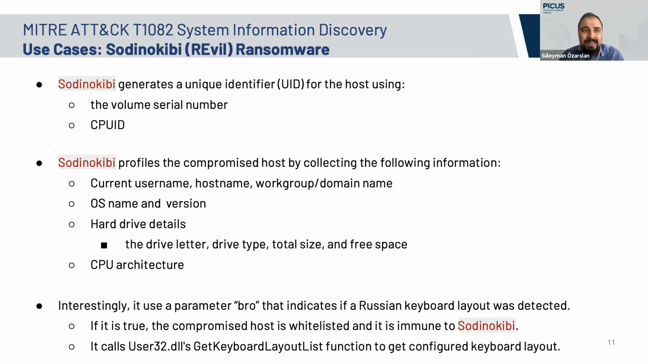But interestingly, Sodinokovi uses a parameter, bro, that indicates if a Russian keyboard layout was detected. If it is true, the compromised host is whitelisted and it is immune to Sodinokovi. Sodinokovi does not encrypt if a Russian keyboard layout was detected. So they also use this information to profile the victims and create a blacklist and whitelist.